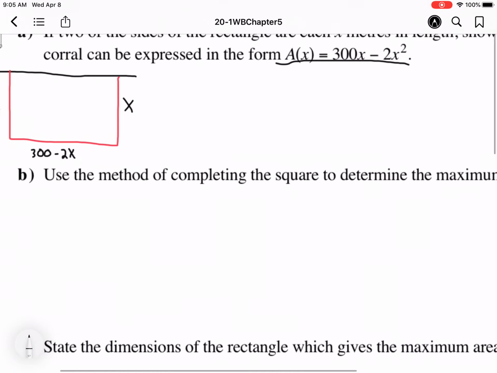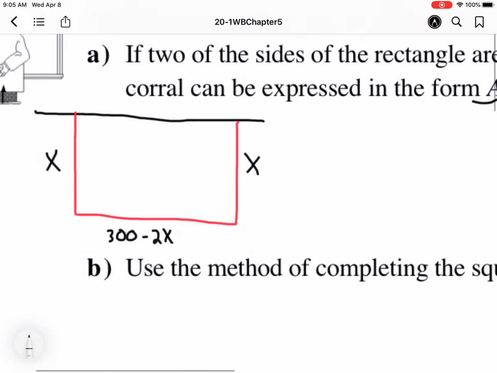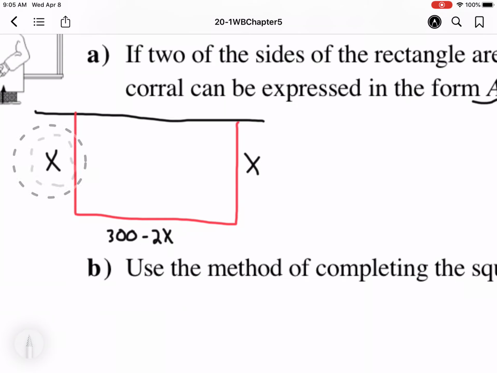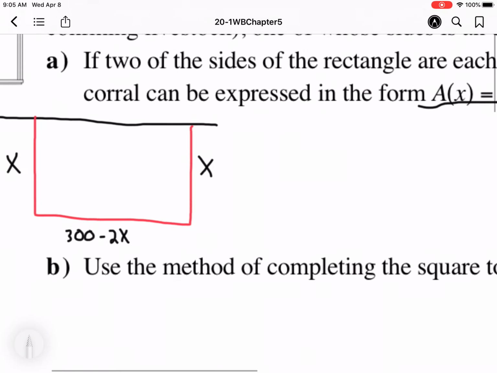And so I drew this out. Here's my corral. The red is the fence, the black is the wall we've already made, and I want you to take note that the width of this is x. So if this side's x, and this side's x, and this side has to be what? Well, it's the total minus 2x. It's 300 minus 2x, because there's 300 in total, and I've already used up x and x. And so now we've got to say the area.